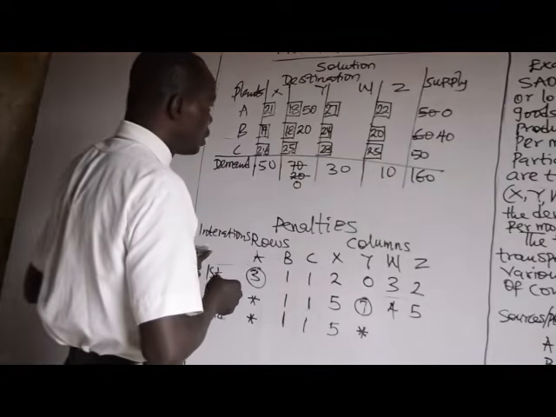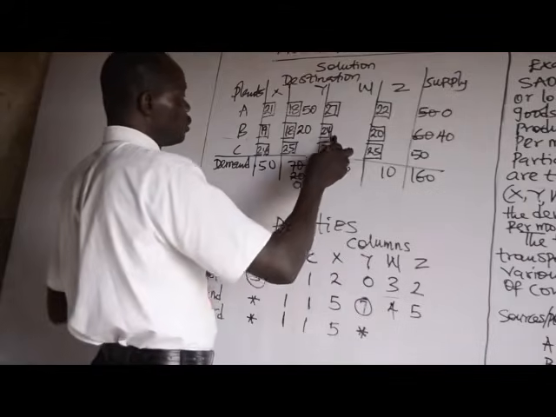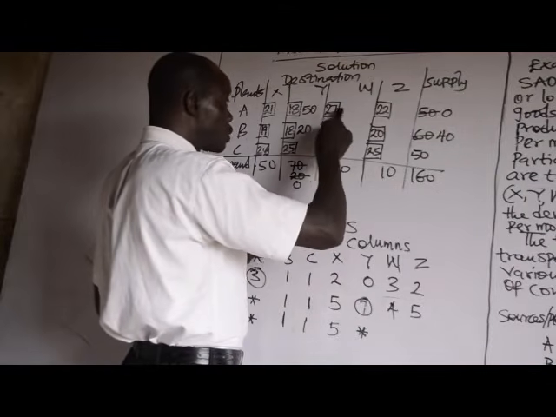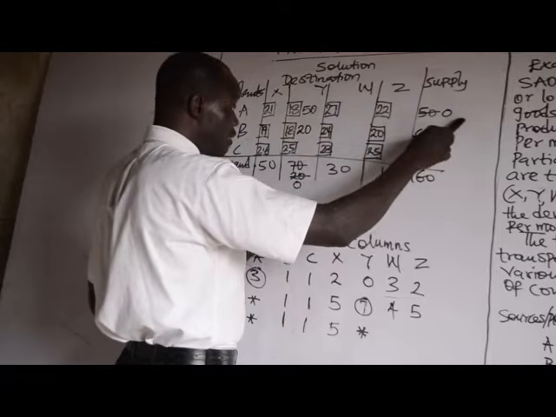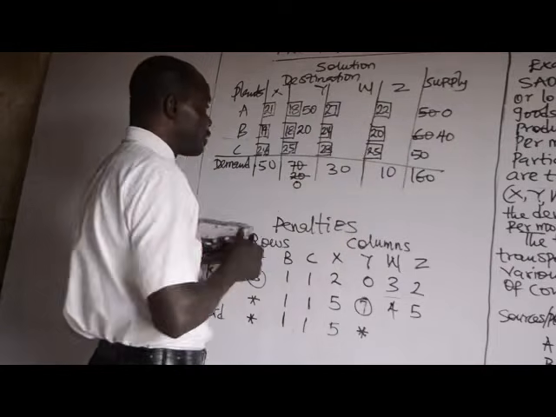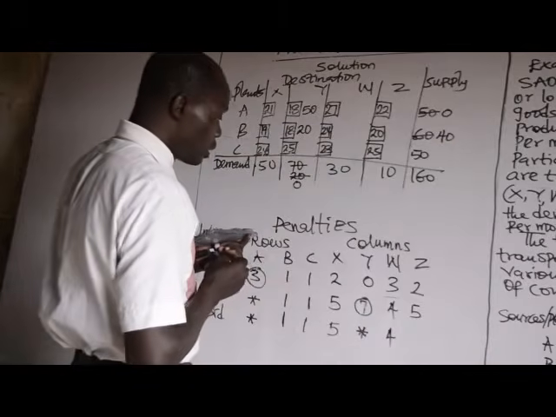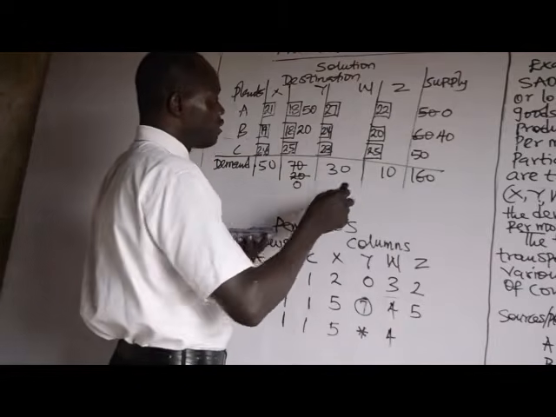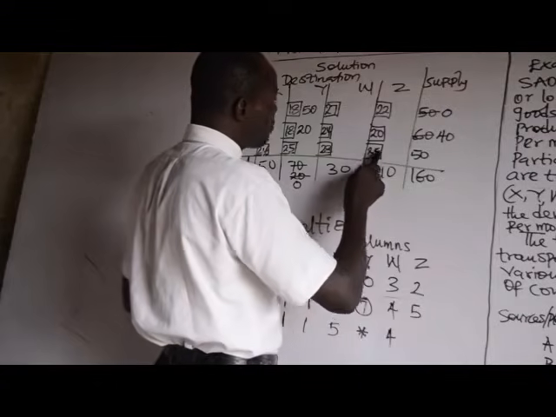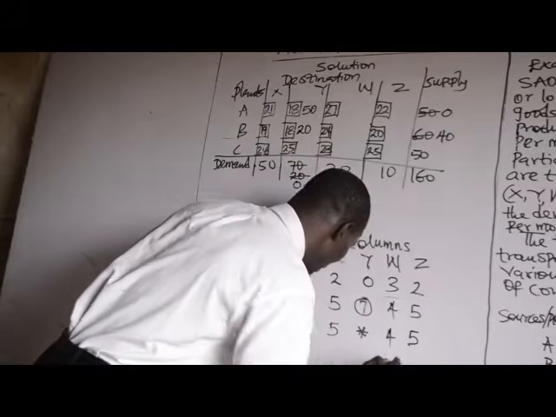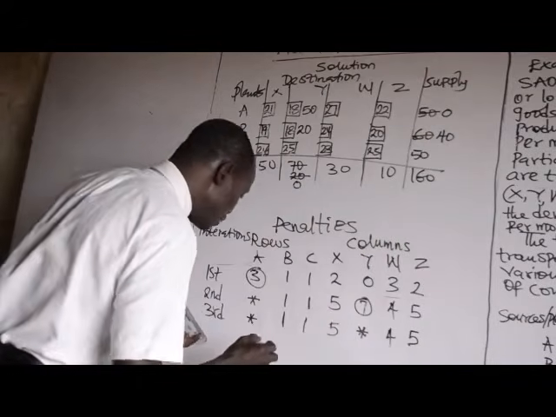Then column W, we have 28 minus 24. I've told you that this will be excluded since we've exhausted what you have in that row. So 28 minus 24, that will be 4. So we have 4. Then column Z, we have 25 minus 20, that will be 5. So we have 5. The least cost is 5.